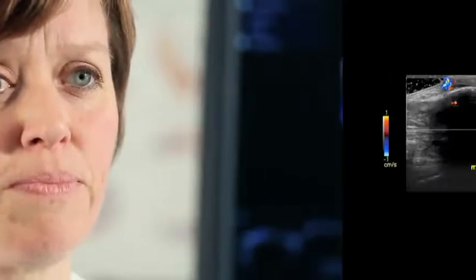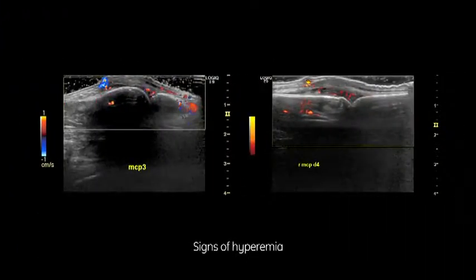Doppler quantification is a very important tool in the assessment of rheumatoid arthritis with ultrasound. If I have a patient where I suspect an inflammatory condition, I always use Doppler, whether it's color or power Doppler, to visualize any signs of hyperemia. And an indication of hyperemia from Doppler would be a very important component of the diagnosis.